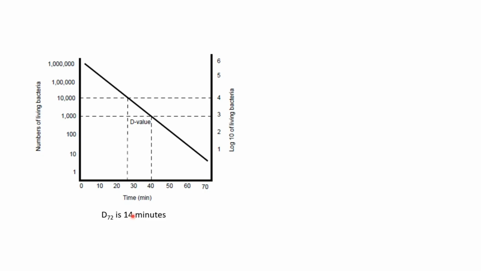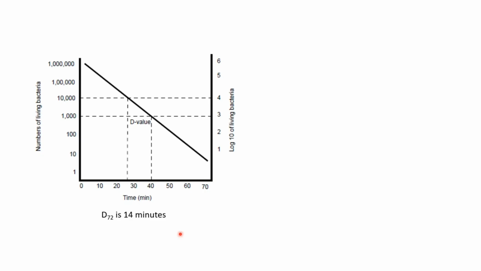In this figure, the D value is 14 minutes, 40 minus 26, and would be representative of a process at 72 degrees. Once D values have been determined for at least 3 temperatures, the Z value can be determined. The Z value measures the sensitivity of a microbe to a change in temperature and is defined as the amount of temperature increase necessary to decrease the D value tenfold.